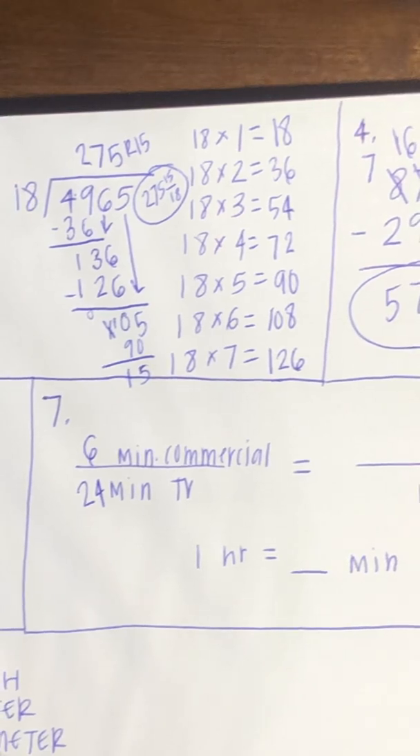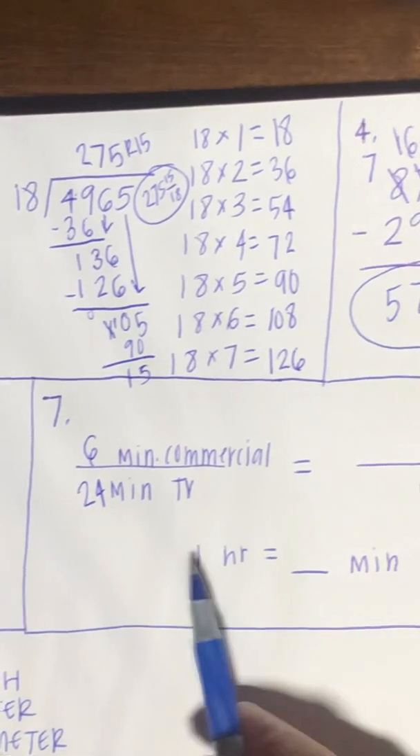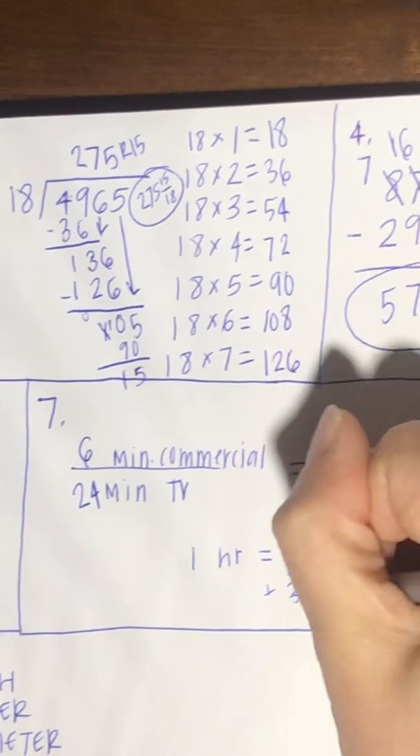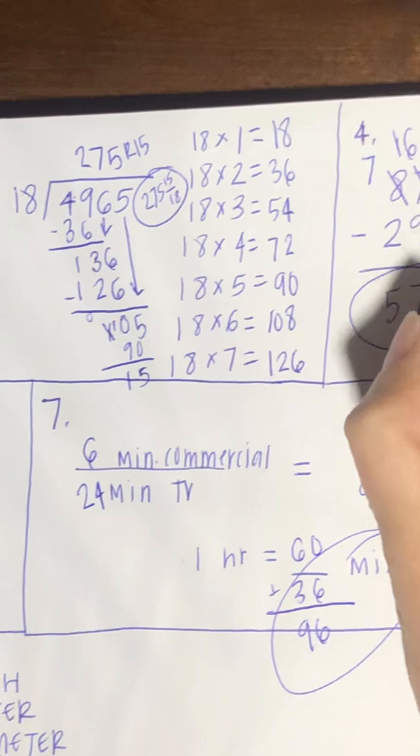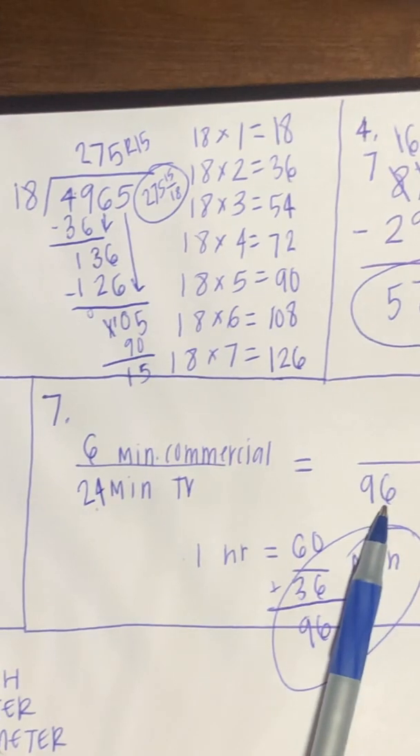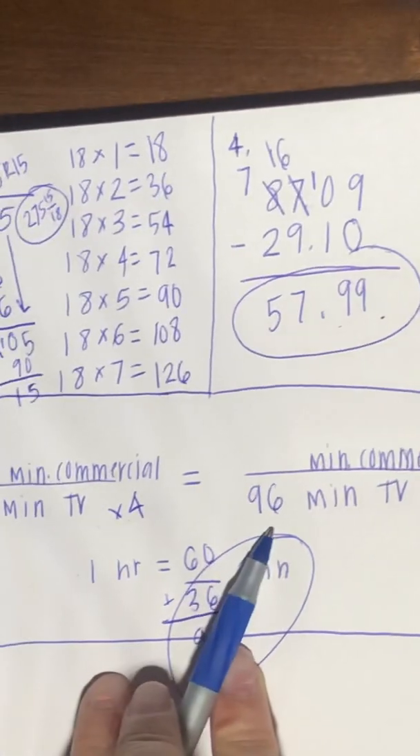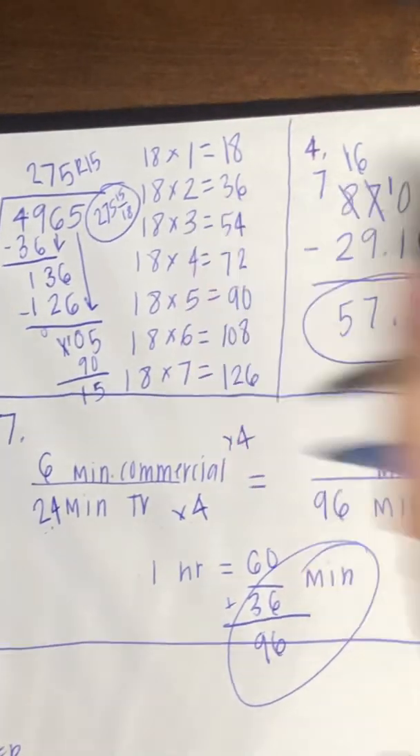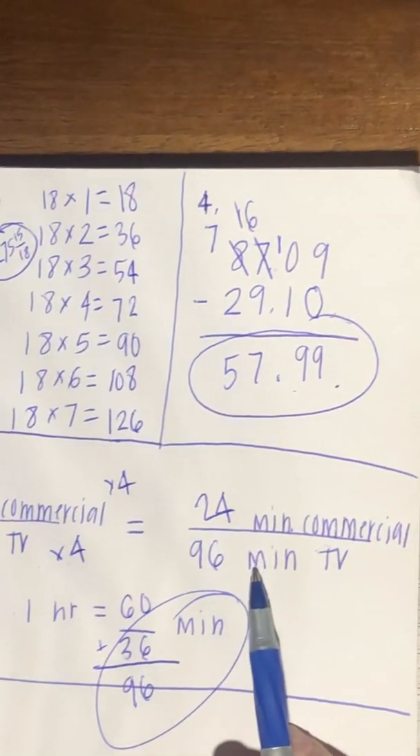This next one says how many minutes of commercials are there in 1 hour and 36 minutes. So figure that out. I know that 1 hour is 60 minutes. So 60 minutes plus the other 36 minutes will give me a grand total of 96 minutes. So now I need to ask myself, what can I multiply 24 by to get to 96? The answer is 4. So 24 times 4 would give me 96. So whatever I do to the bottom, I have to do to the top. So 6 times 4 would mean that there are 24 minutes of commercials to 96 minutes of television.